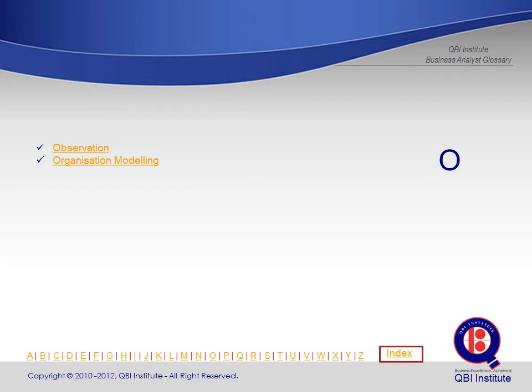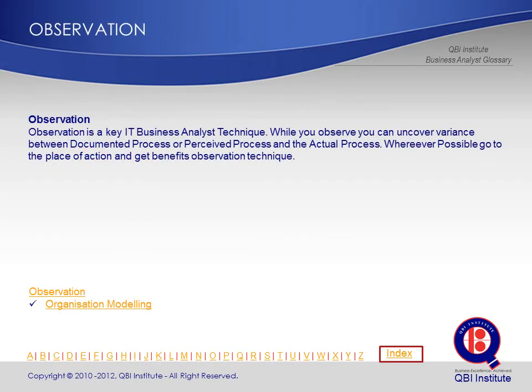Observation. Observation is a key IT business analyst technique. While you observe, you can uncover variance between the documented process or perceived process and the actual process. Wherever possible, go to the place of action and get benefits.